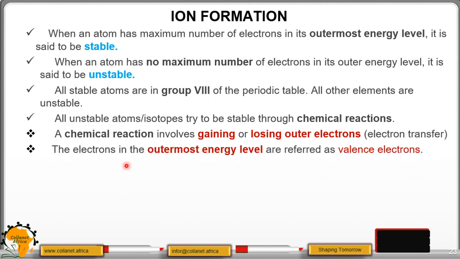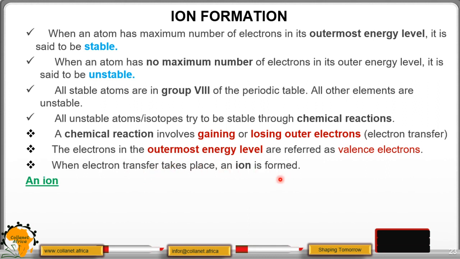The electrons in the outermost energy level are called valence electrons. Should not be confused with the valency. So these are valence electrons. When electron transfer takes place, an ion is always formed. Now let's look at what an ion is.